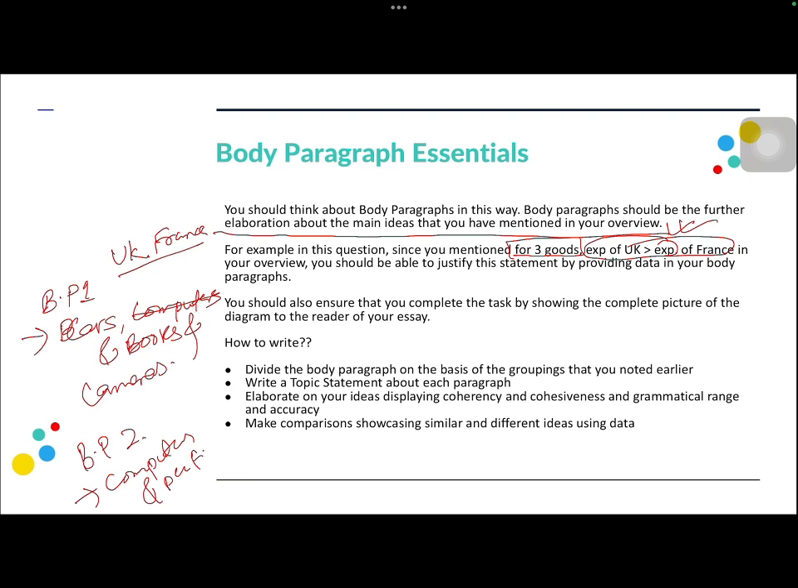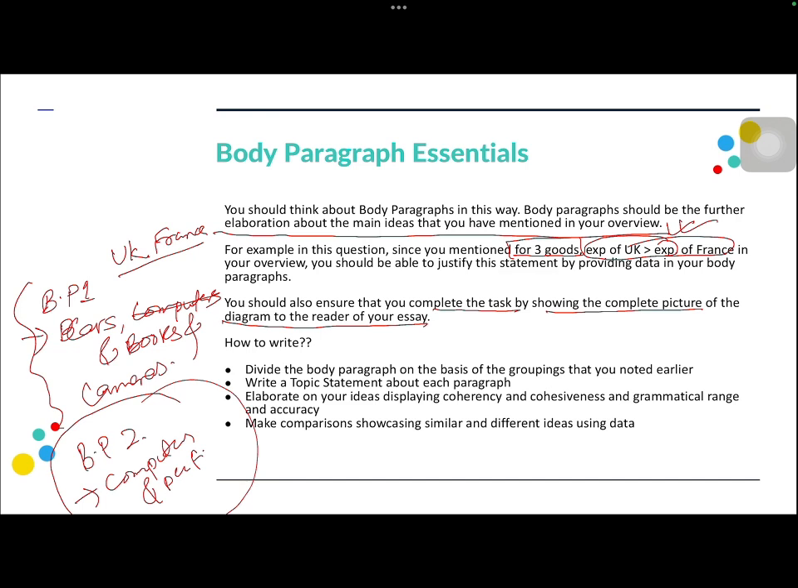All right. You should also ensure that you complete the task by showing the complete picture of the diagram to the reader of your essay, right? Now, one of the very important criteria of writing task 1 is task achievement. Suppose your 150 words are used up just talking about body paragraph 1, so you decide, okay, I won't talk about computers and perfume at all. You cannot do that. You have to ensure that you are mentioning all the key components of the diagram in your essay.